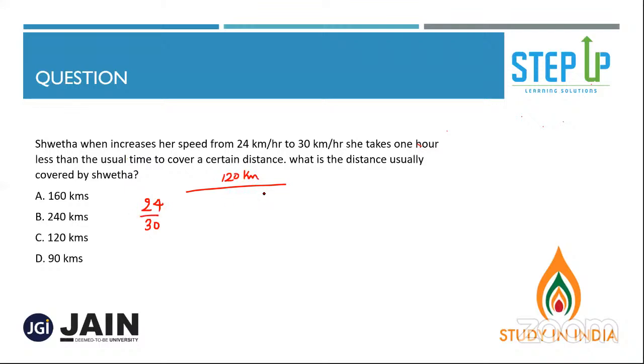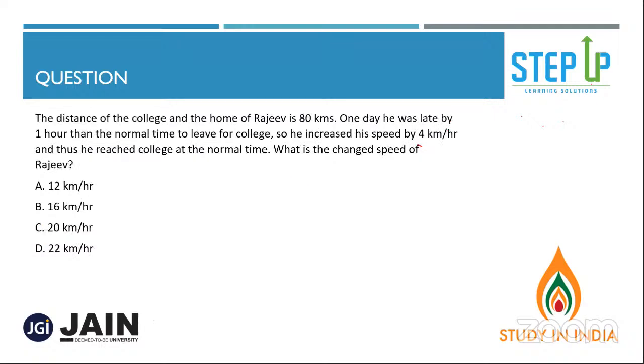So if I'm traveling at the speed of 24 kilometer per hour, I will take 5 hours to reach. And if I'm traveling at the speed of 30 kilometer per hour, I'll take 4 hours to reach. So you see the difference is 1 hour. She takes 1 hour less than the usual time to cover a certain distance. Is she taking 1 hour less? Yes, it means that my answer is 120. Whatever we have assumed, that's correct. I hope you understood, right? Yes or no?